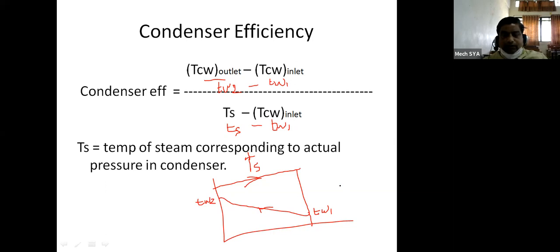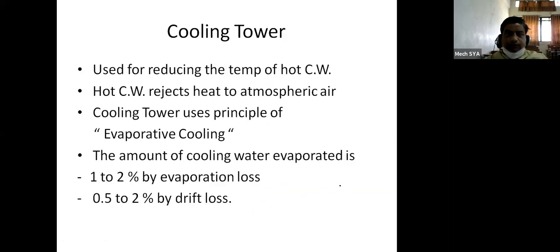And a little bit, some PPTs are also there. We will revise cooling tower. You use it for reducing the temperature of hot cooling water. Hot cooling water rejects heat to atmospheric air. The cooling tower uses the principle of evaporative cooling.